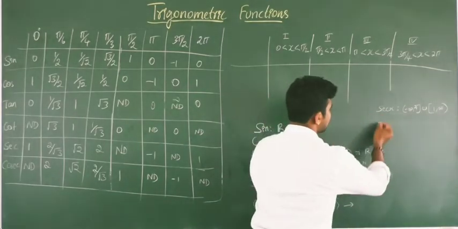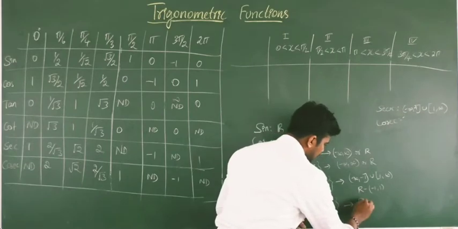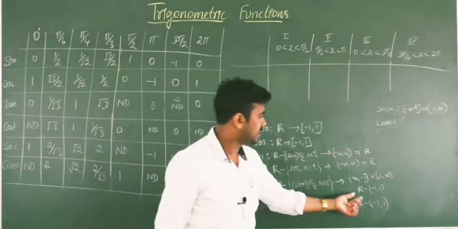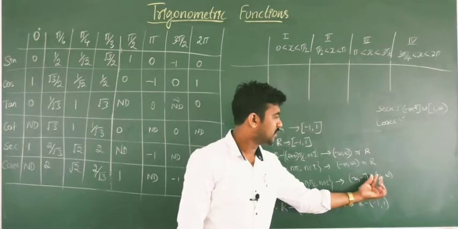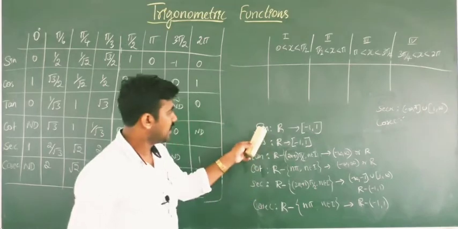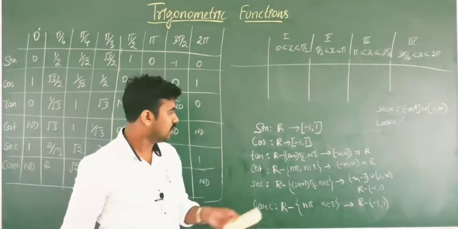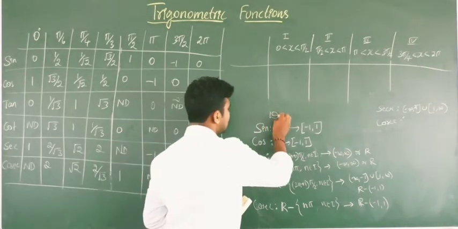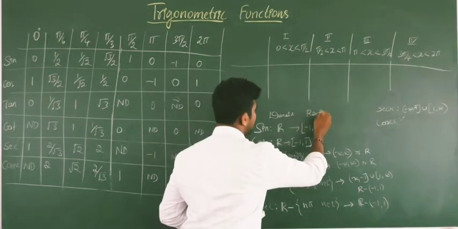And what is the range? The range of cosecant is also the same as secant. That is R minus open interval minus 1 comma 1, or we can say the interval minus infinity comma minus 1 union 1 comma infinity, including minus 1 and 1. So these are the 6 different trigonometric functions. This is the domain of the functions, and this is the range of the trigonometric functions.